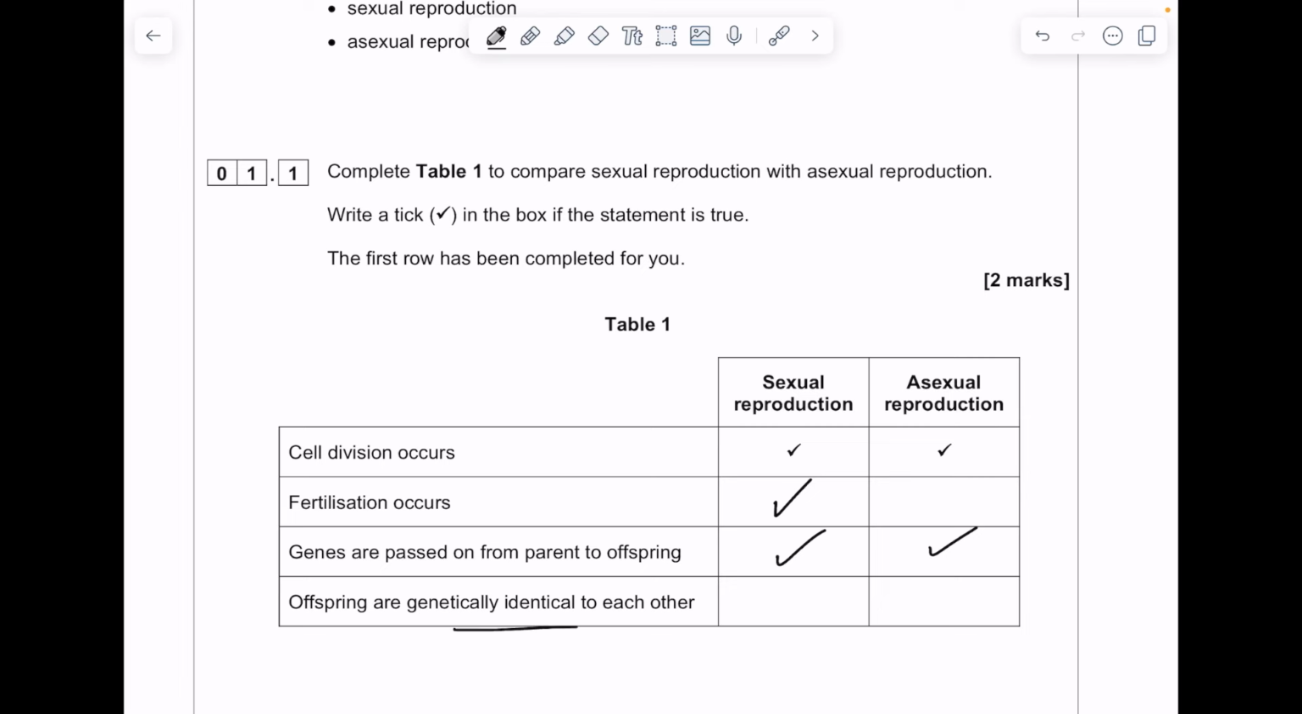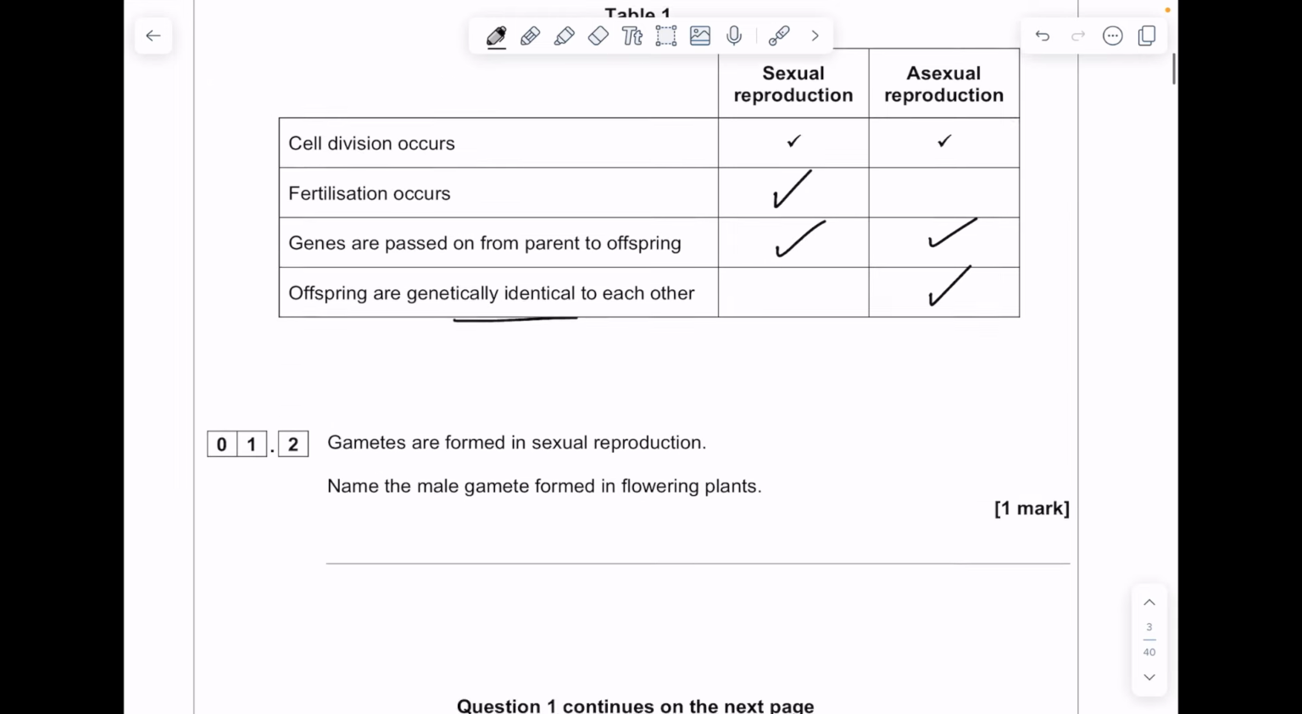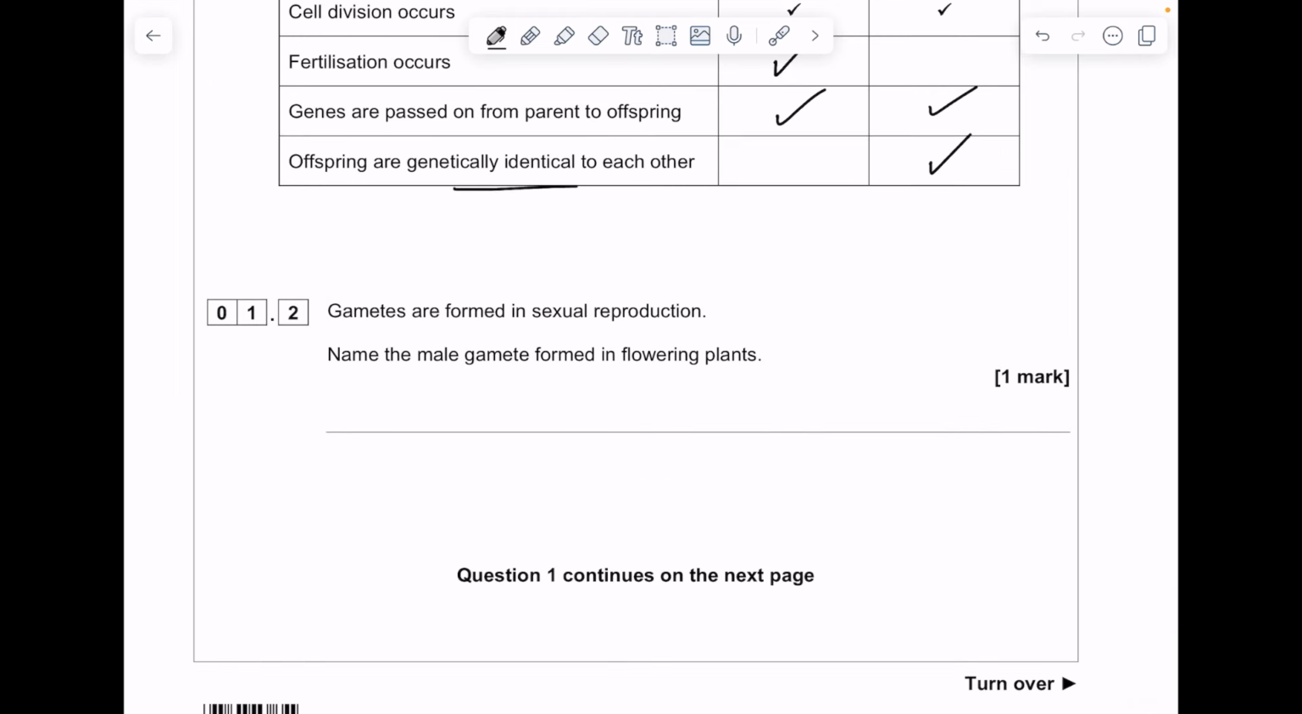Offspring are genetically identical. That is a characteristic of asexual reproduction. Due to meiosis, you'll find that the offspring will be genetically varied unless you have identical twins. Gametes are formed in sexual reproduction.